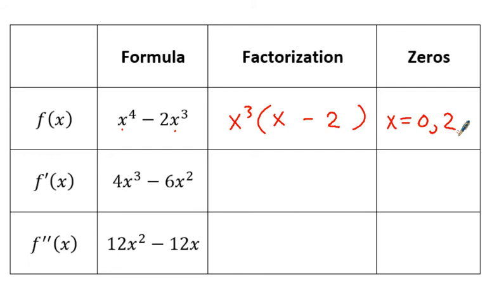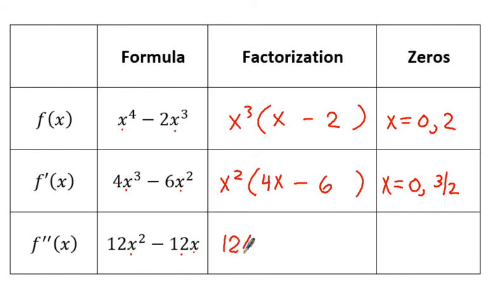For f prime, we have a common factor x squared that we can factor out. Here we're missing a factor of 4x. Here we're missing a factor of 6. It looks like this formula will be 0 when x is 0, or 6/4, which is 3/2. Those are the zeros of f prime. For f double prime, we have a common factor of 12x that we can factor out. Here we're missing a factor of x. Here we're missing a factor of 1. So the zeros of f double prime are 0 and 1.